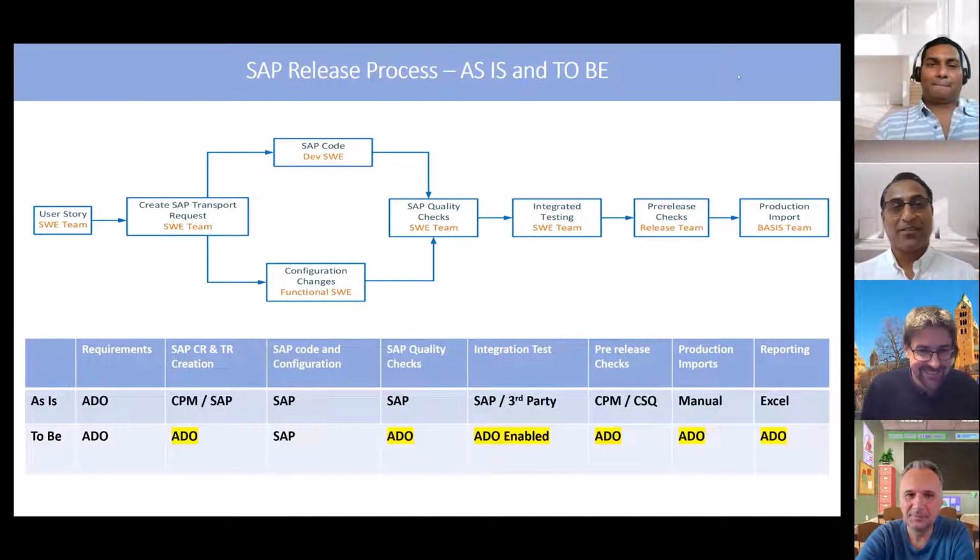So in this process, we have different players doing different things. If we look at the process, the requirements start in ADO, which is a good starting point. But the next step, when we go to CR/TR, we get into CPM and SAP, and there is no connection there. I create my requirement, and then I create a separate CPM CR and connect it to the TR. Then the code configuration is in SAP, then some quality checks which are local to SAP, and we have a Virtual Forge code scan, which we are doing right now through SAP. Integration test, again, is third party and SAP.